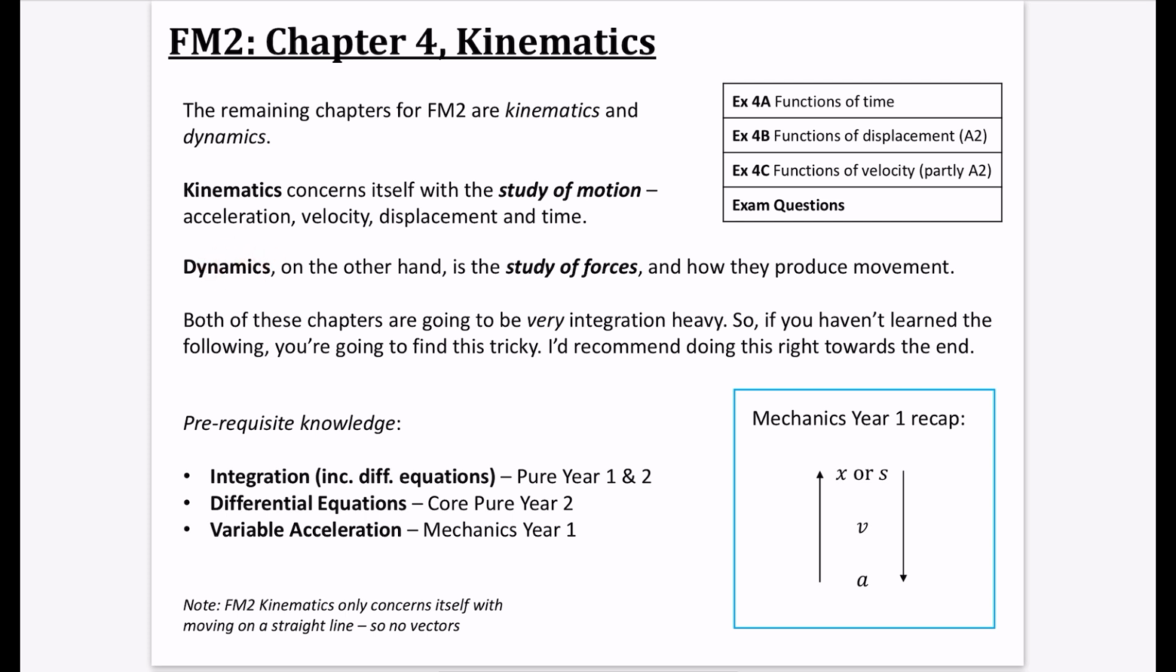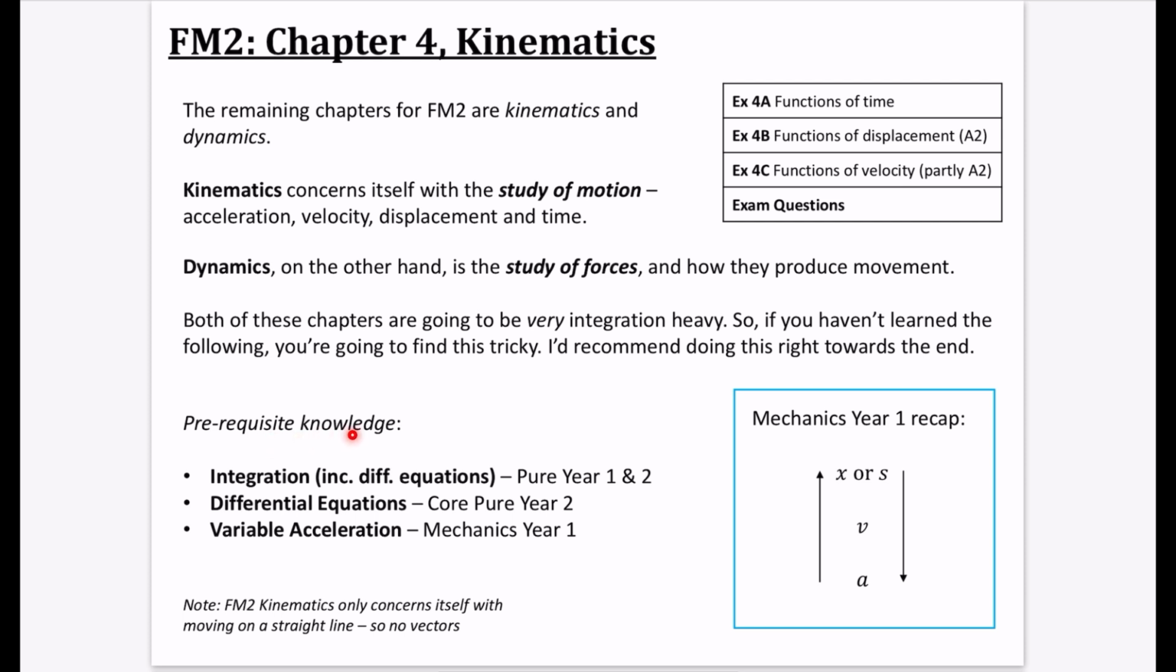Dynamics, which is chapter 5, on the other hand, is the study of forces and how they produce movement. So really dynamics is going to build on everything that we learn about in kinematics. Kinematics is the AS version, and then dynamics is the stuff that you'll see featured more in A2. So like I've said, both of these chapters are going to be very integration heavy. So if you haven't learned the following things, you're going to find this pretty tricky, and I'd recommend doing this right towards the end. If you finish with kinematics and dynamics, you'll be in a pretty strong position to be able to answer most of these questions.